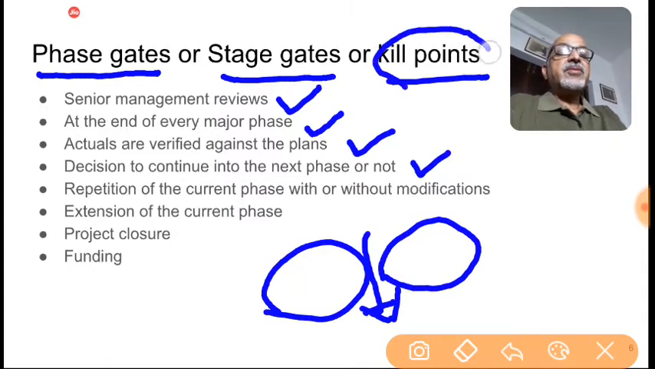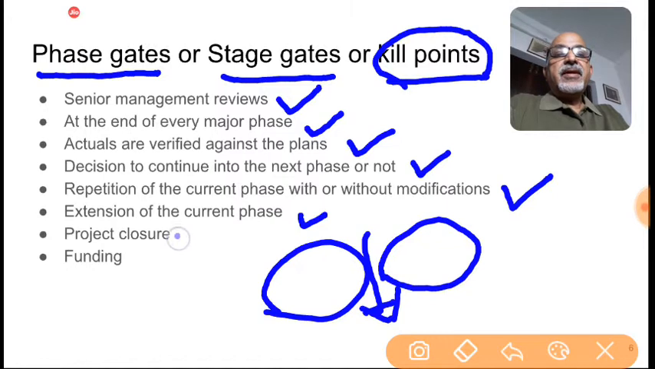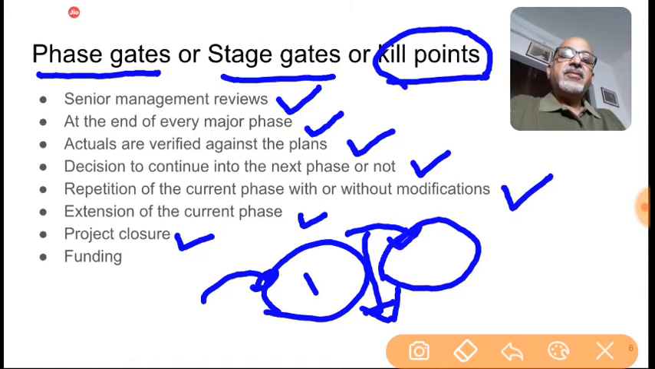So that's why it is also known as kill points, because sometimes at the end of the stage gate, the project gets killed. Repetition of the current phase with or without modifications is possible. Extension of the current phase. So if something is lacking, we may extend the current phase a little bit to compensate for that. And the project closure time also, we do this phase gates. And if you see projects, the entire funding doesn't happen in one go. First we fund for phase one, and at the end of it, after the phase gate or a stage gate or a kill point meeting, then we fund the subsequent phase.